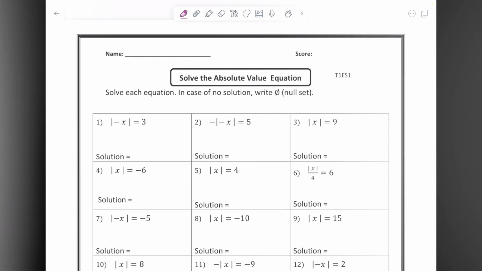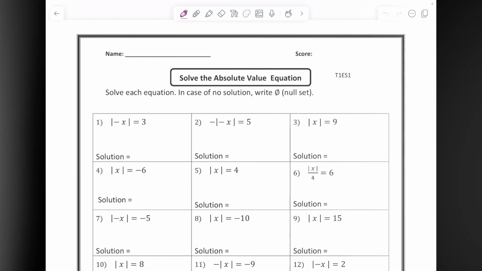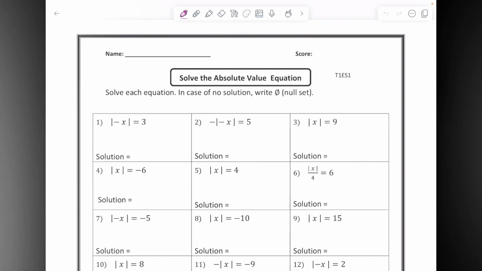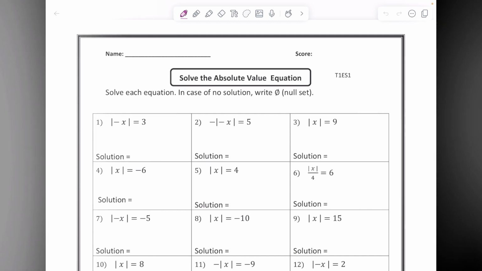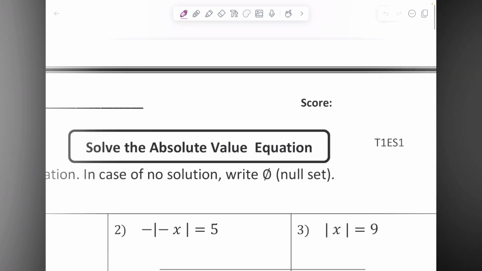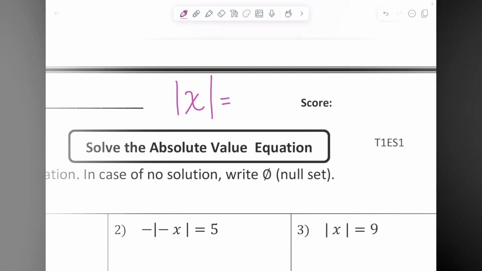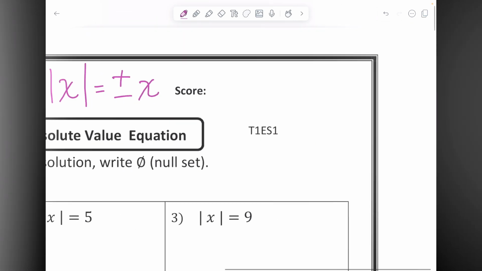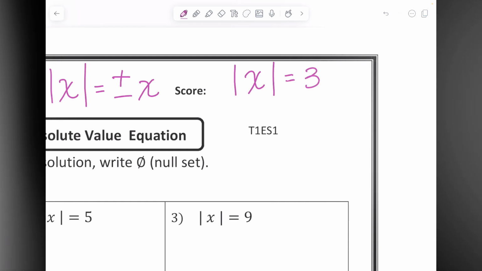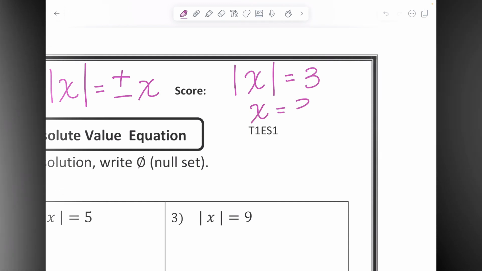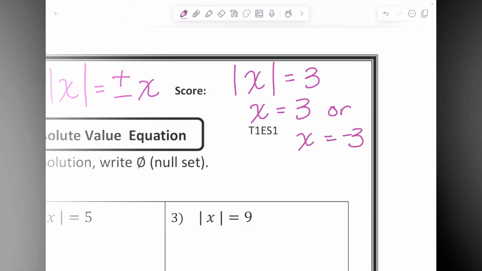Absolute value equations are actually pretty simple, especially if you know what absolute value is. So first, let's make sure we do know what absolute value is. Absolute value of x is going to be either the positive or negative version of x. For instance, if the absolute value of x is equal to 3, then x is either going to be 3 or x is going to be negative 3. And that's going to help us solve different things.